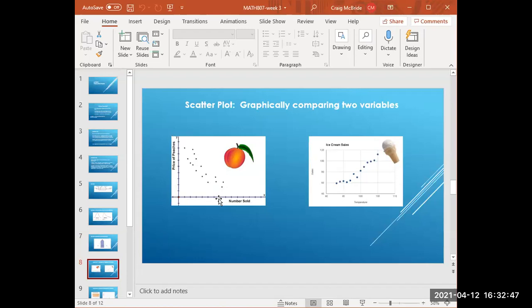Price of peaches and the number of peaches sold. Anybody who knows anything about economics knows that as the price goes up, demand goes down. So as the price goes down, demand goes up, and that's why you get what's considered a negative correlation, right? Because as the X value gets larger, i.e. the number sold gets bigger, the price gets smaller, it goes down. So it's a negative correlation.